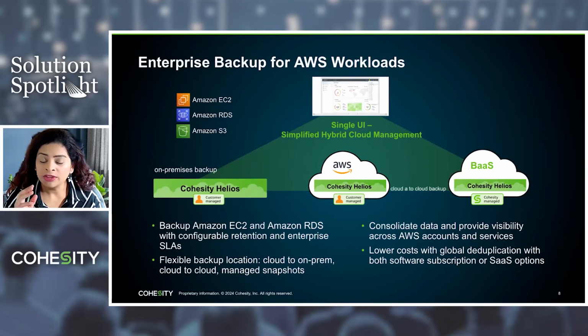You're able to save a lot of time because you're able to consolidate all of your data on a single UI, and lower cost with global dedupe and compression, which is a big differentiator as compared to using a native cloud backup solution, which is something we usually get a lot of questions on. Mainly because if you're using the native AWS snapshots, that's not getting deduped or compressed.